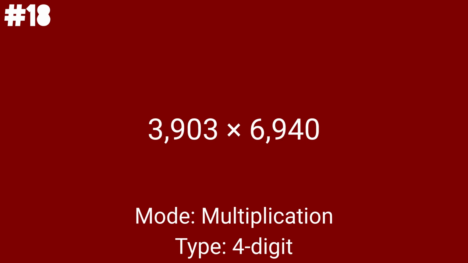Let's do 3,903 times 6,940 as the 28th math problem. So 3 times 6 is 18, 9 times 6 is 54, 3 times 9 is 27, 54 plus 27 is 81, and you do the rest. The 29th problem is 9,236 times 8,616.